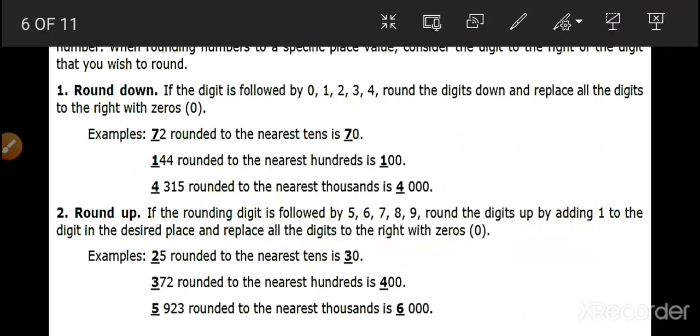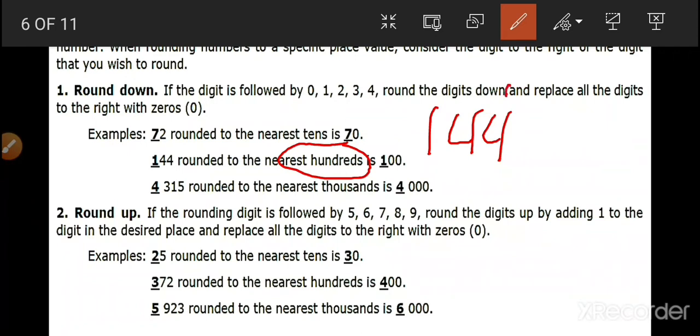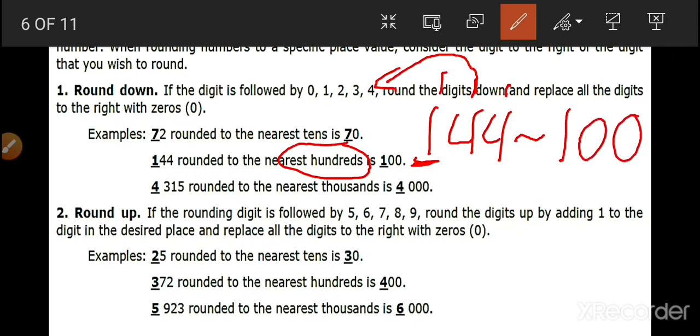Alright, if you were not able to get it, let us try another example. 144 rounded to the nearest hundred. So there is 144 here, rounded to the nearest hundreds. So we state our place value. We have ones, tens, hundreds. So we underline the hundreds part and see the number next to it. What is the number next to it? It's 4. And we can find 4 here. In short, we can round this down by simply replacing all the digits to the right with 0. So 144 will become 100.